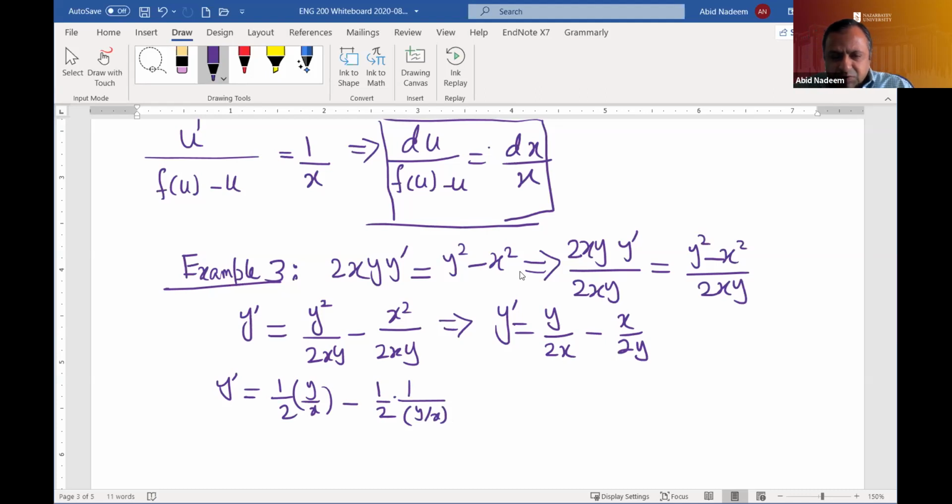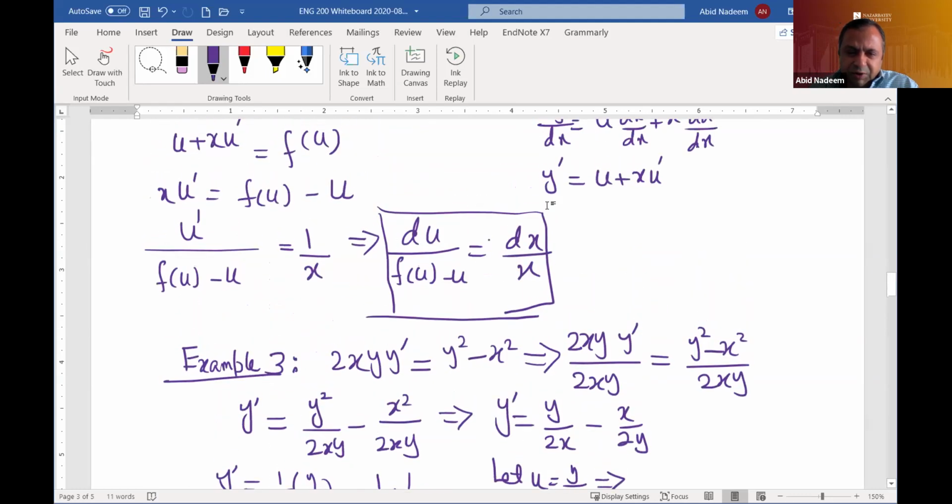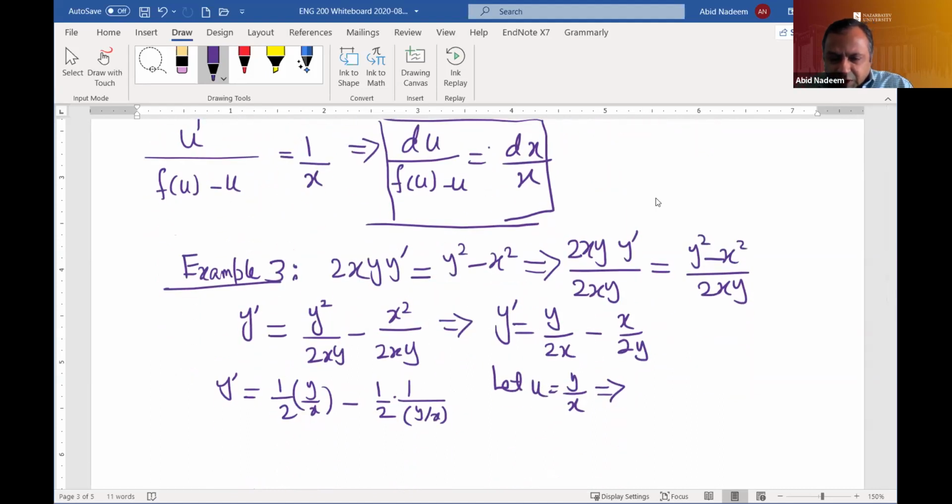Okay, so now you can see that the left hand side of this equation, all the terms we can write in terms of y over x. So now we can make the substitution. Let u equal y over x. And we have already proved over here that y prime is equal to u plus xu prime.